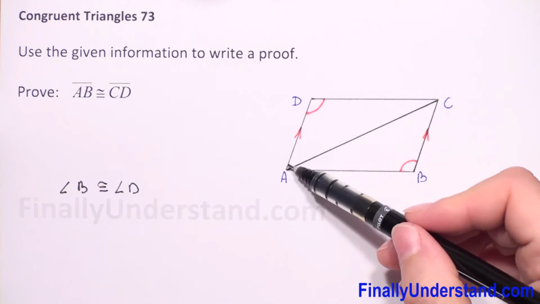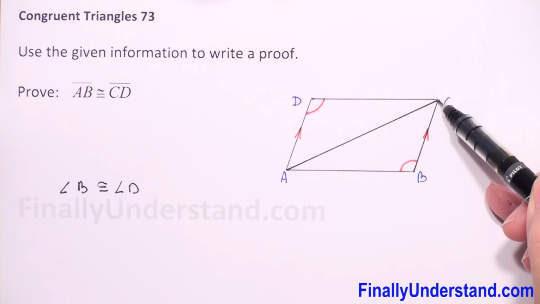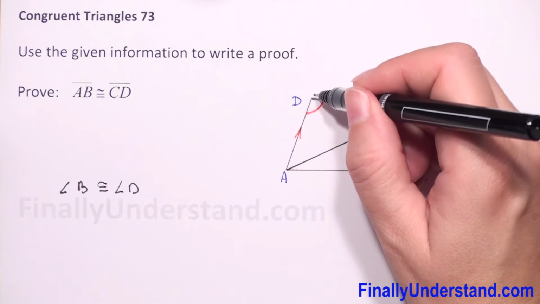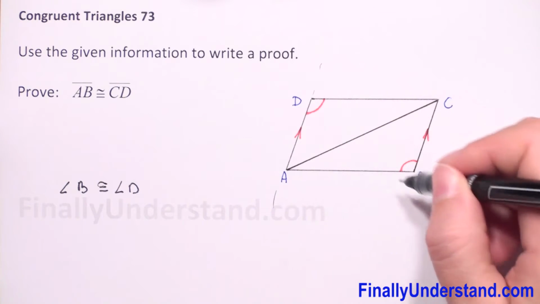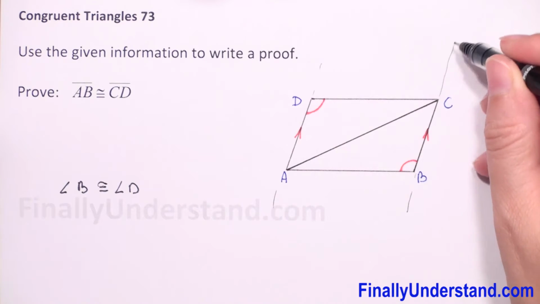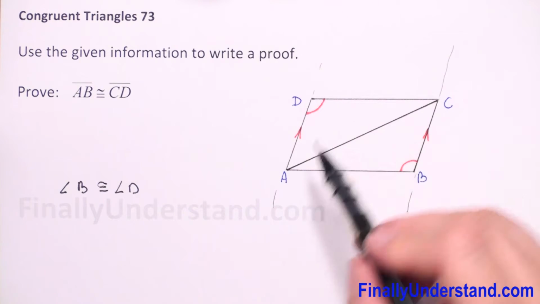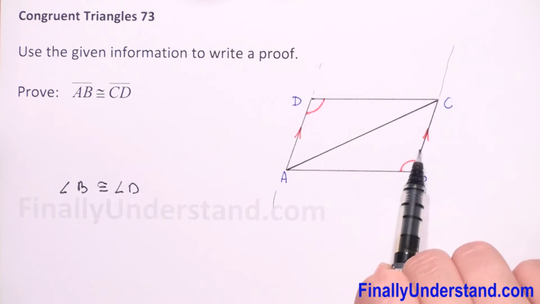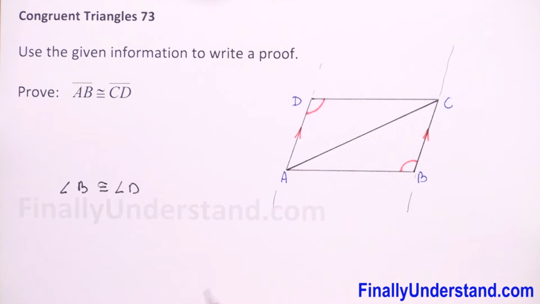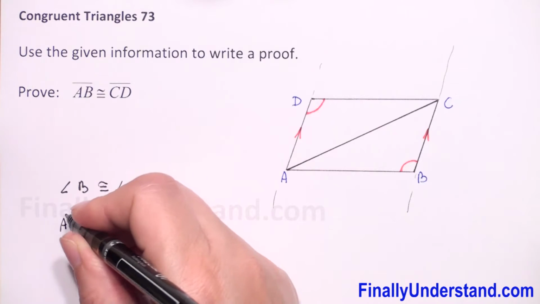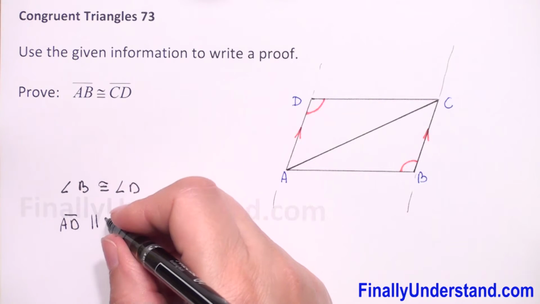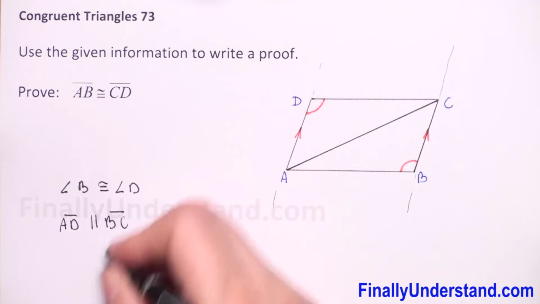That these two lines, if I extend these two segments, we have two parallel lines. These red arrows mean that these two segments are parallel. So we can write that segment AD is parallel to BC.